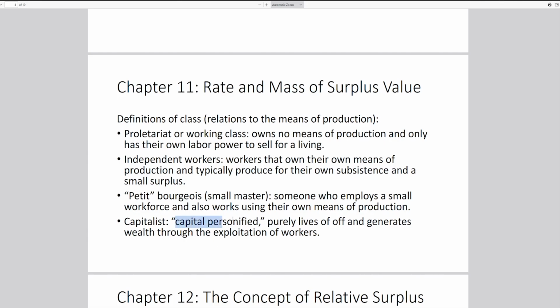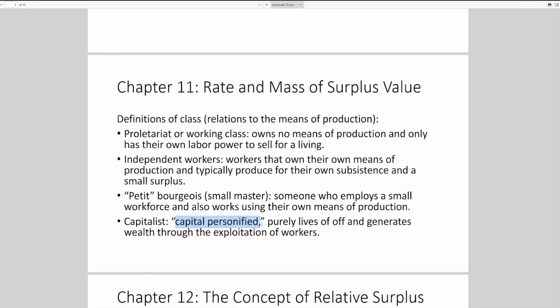So this is what Marx refers to as capital personified. People who purely live off of and generate wealth through the exploitation of their workers. So the implication here is that capitalists don't actually work pretty much at all. They might come up with some general plan of attack or plan of running a business, the infamous business plan. But even then, they don't actually execute any of it, right?